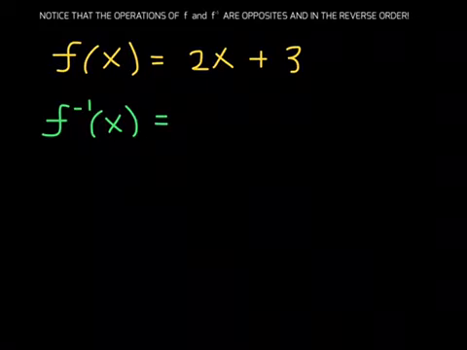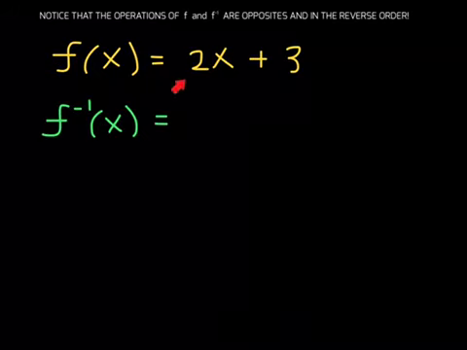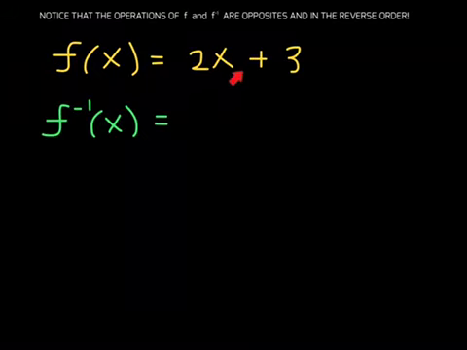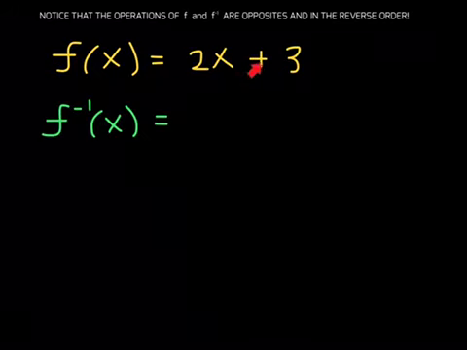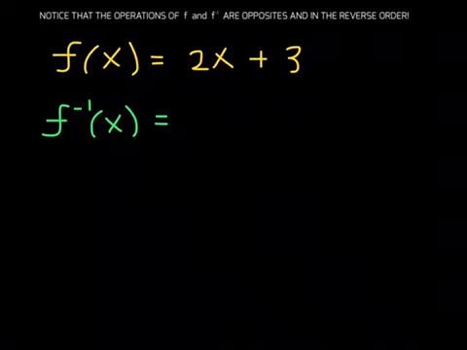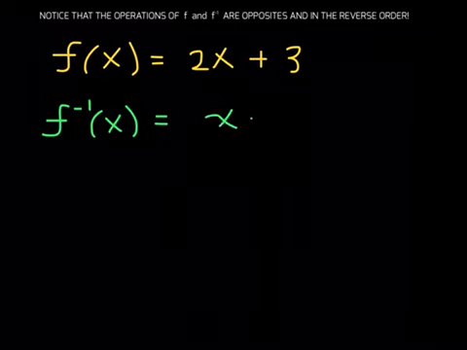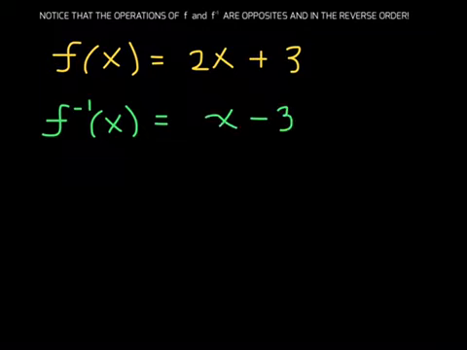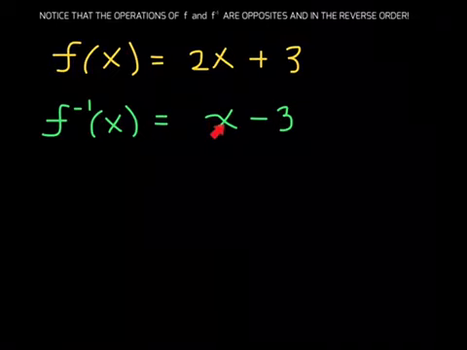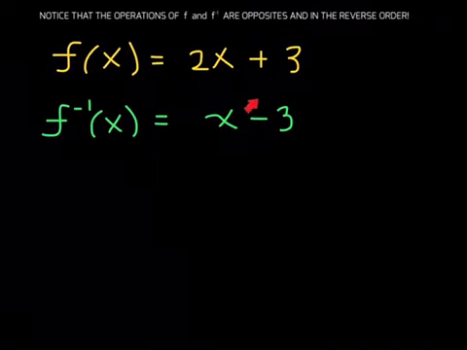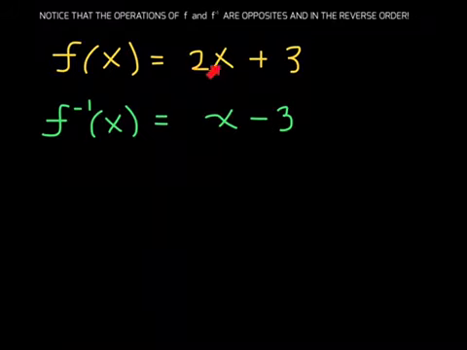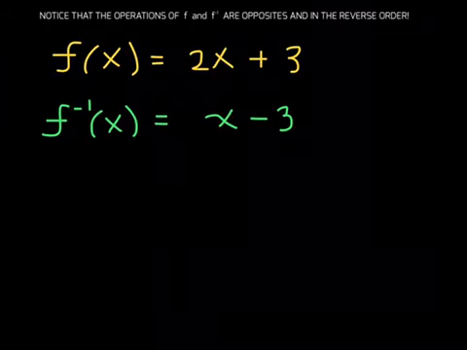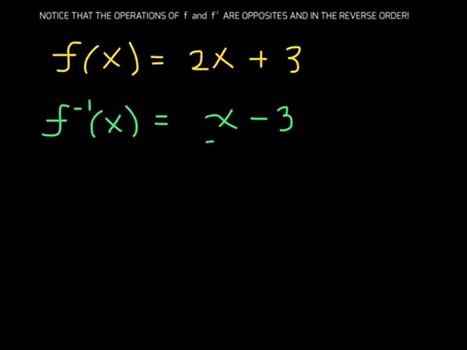All right, so I'm going to build this, and let's see if you and I are on the same page. I notice that what f does first is multiply by 2, and then it adds 3 last. The last thing that f does is add 3. Therefore, the first thing that f inverse will do will be the opposite of adding 3, which is subtracting 3. Did you get that? I'll say that again. Since the last thing that f does is add 3, the first thing that f inverse will do will be subtract 3. Now, the first thing that f does is multiply by 2. Therefore, the last thing that f inverse will do is divide by 2.